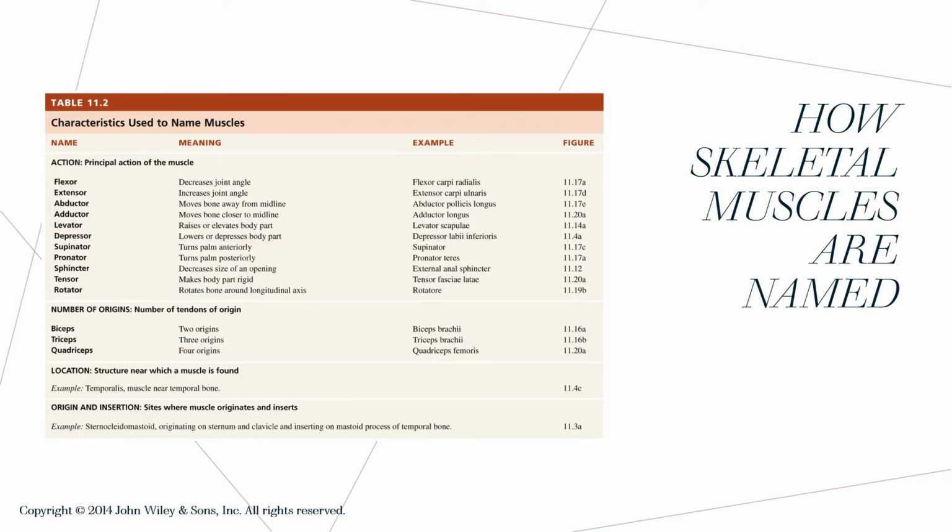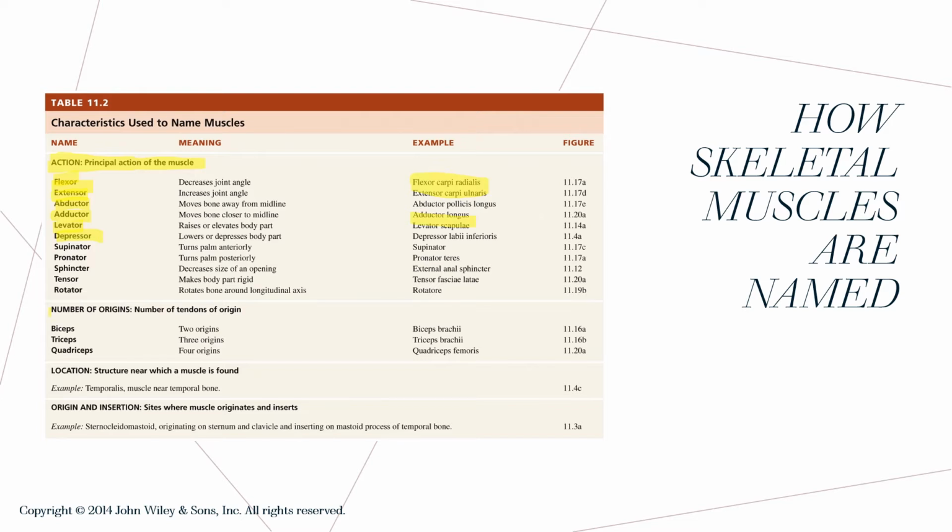On this table we have characteristics like action, the principal action of the muscle. So we're talking about things like flexion, extension, adduction, abduction, these movements that we've seen before. Levator, depressor, these are all actions we've talked about in the past. So we have muscles like the flexor carpi radialis, where we're actually going to cause flexion or decrease the joint angle, or adductor longus, where we're going to move the bone closer to the midline or adduct it.